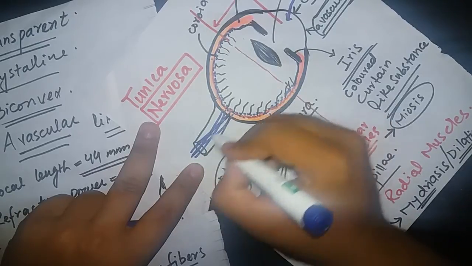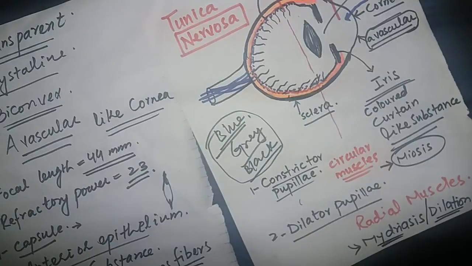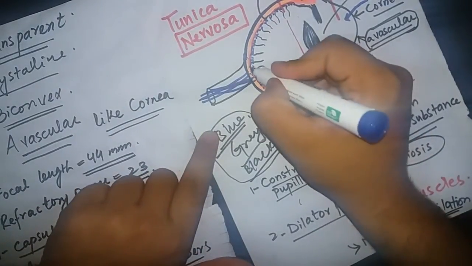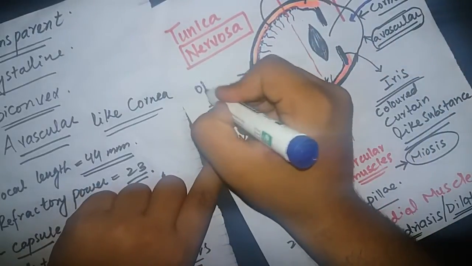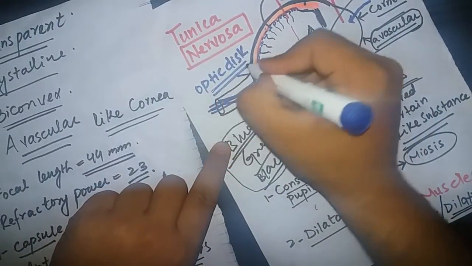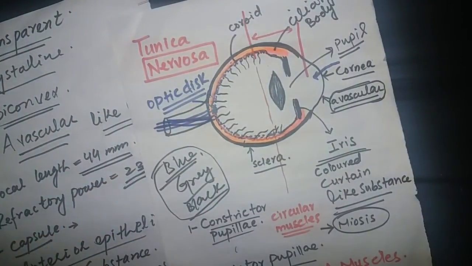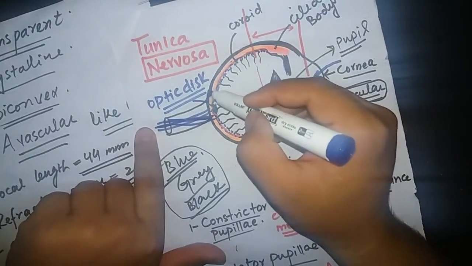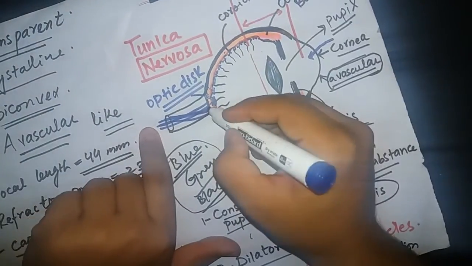The optic nerve is present, through which the signals are directed to the central nervous system, and this part in the center is known as the optic disc. Medial, basically lateral to the posterior pole, is the optic nerve.